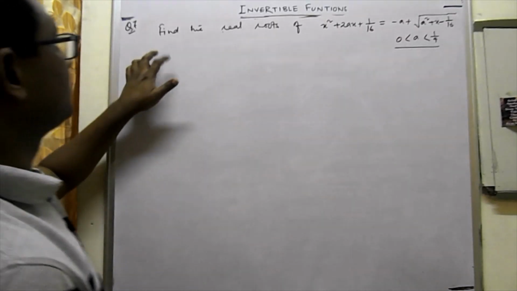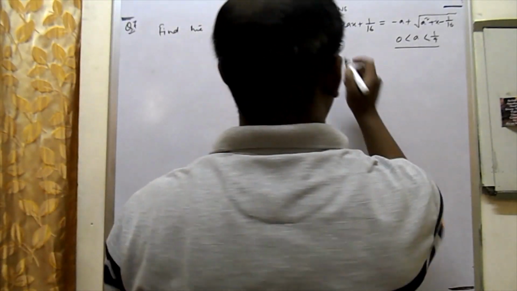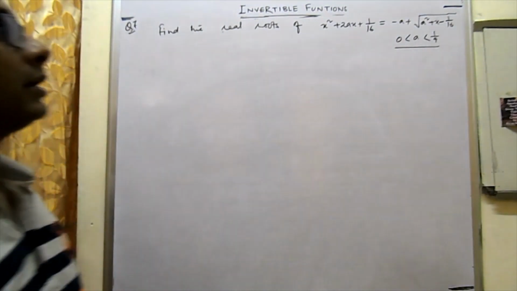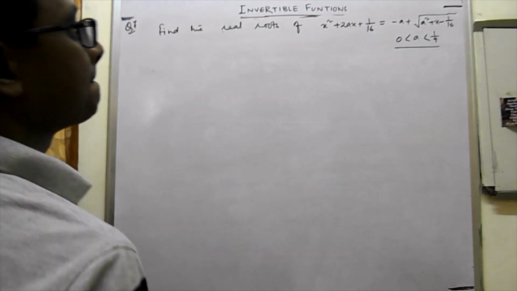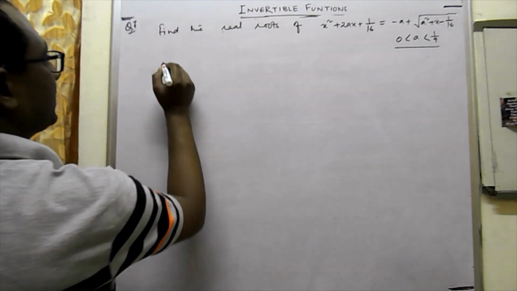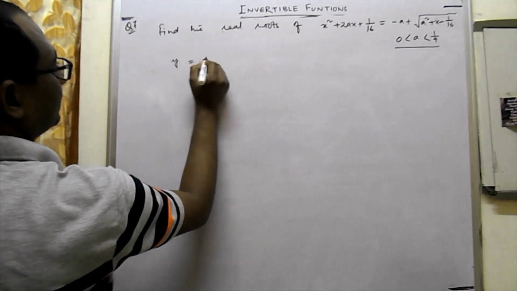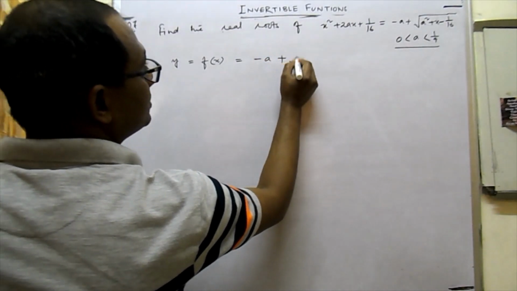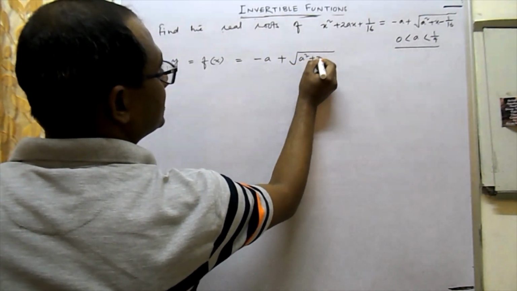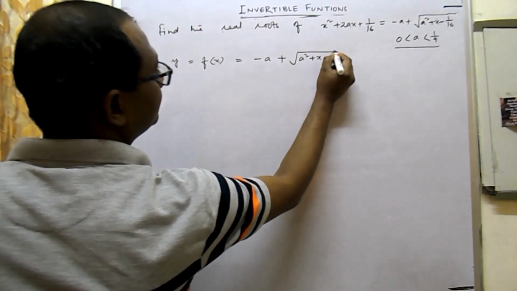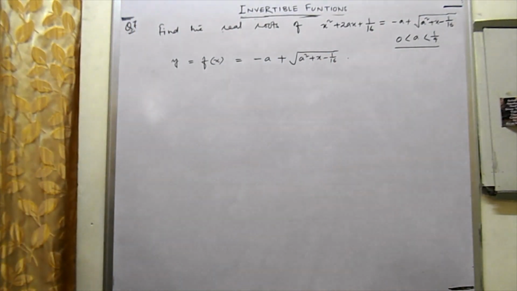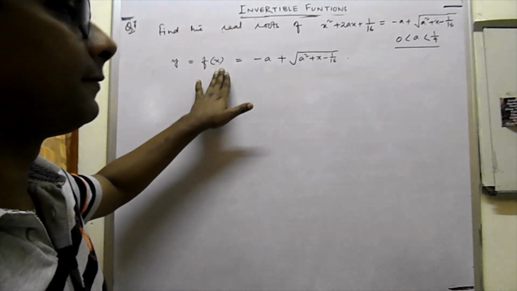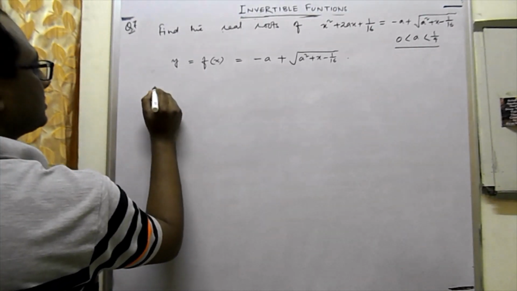Next question: find the real roots of x square plus 2ax plus 16 equals minus a plus square root of a square plus x minus 16. Let me take y equals f(x) equals the right hand side function, minus a plus square root of a square plus x minus 16. And we'll try to get the inverse of f. So let us go for it.